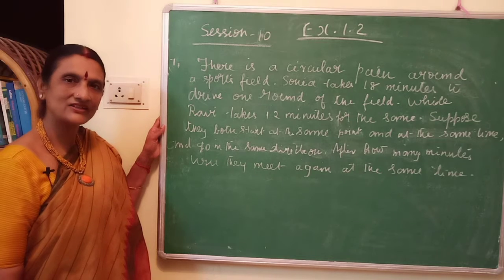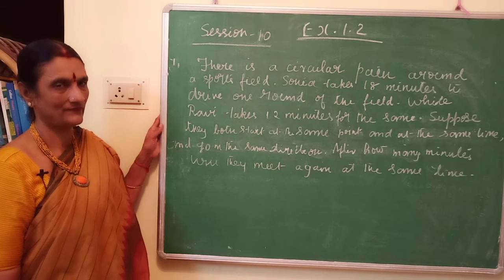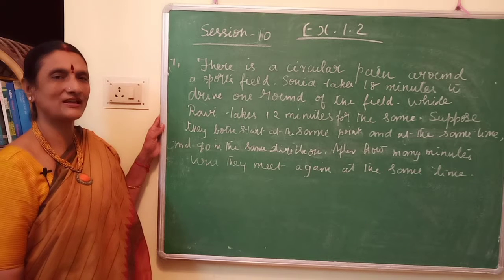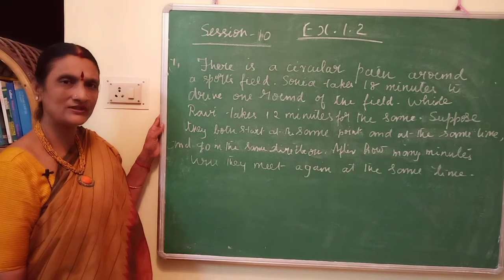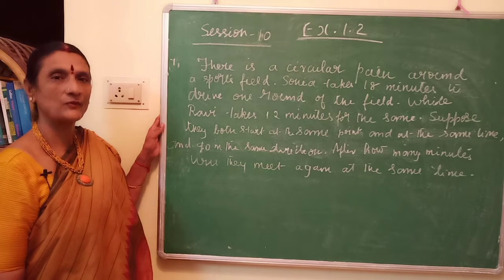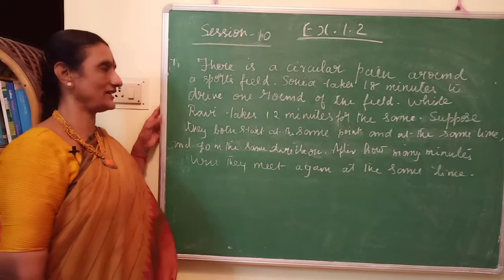In exercise 1.2, today we'll be doing the 7th sum. This is an application sum of LCM and HCF. Let us read the sum and understand and find out which application it is for, LCM or HCF. That's what we are going to find out.